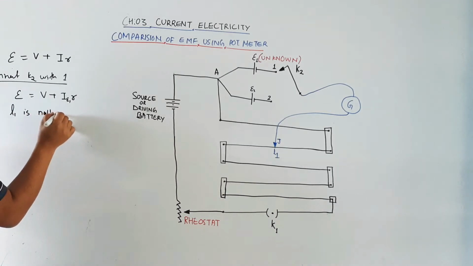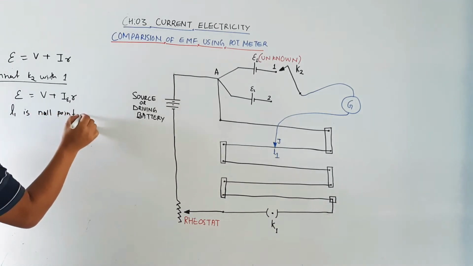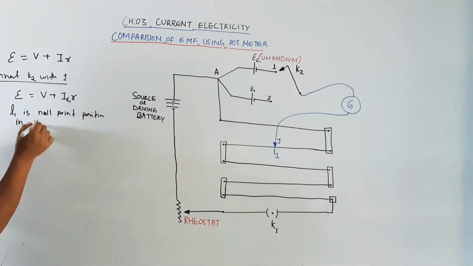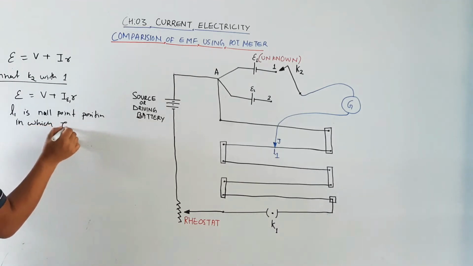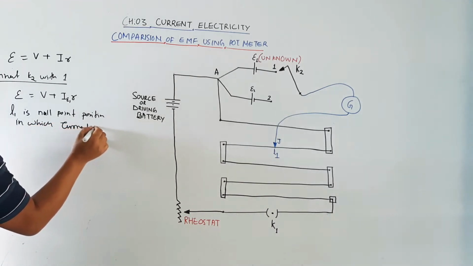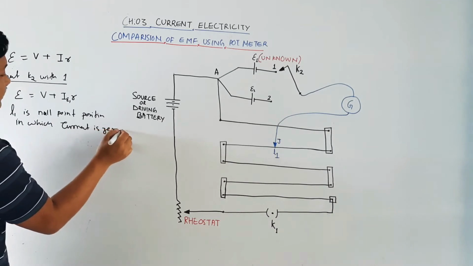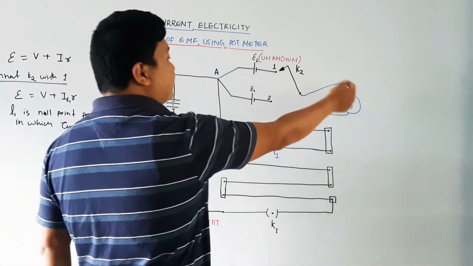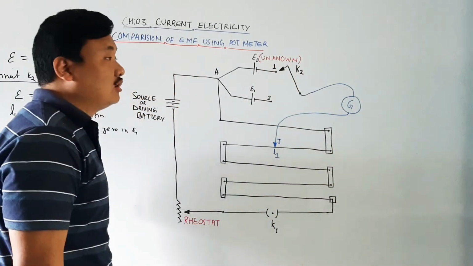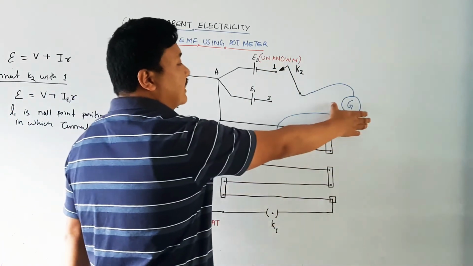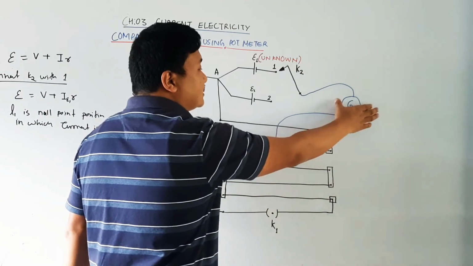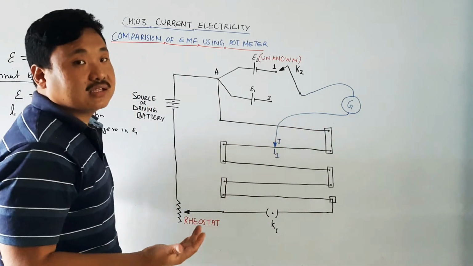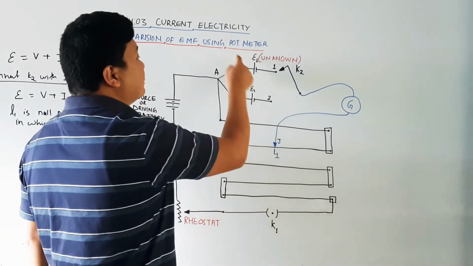Remember, current is 0 in epsilon 1, that is E1, the EMF. So I have connected, finding this balance point, null point. I found that there is no deflection in the galvanometer; it shows 0. It means that there is no current in E1.